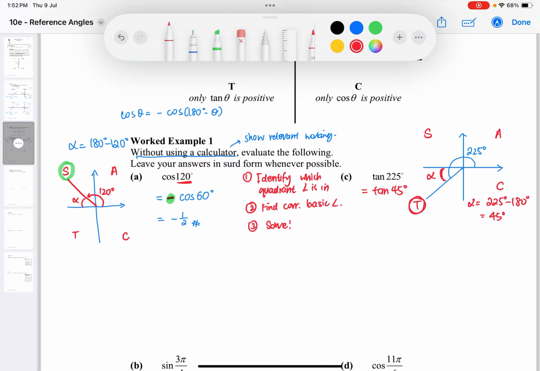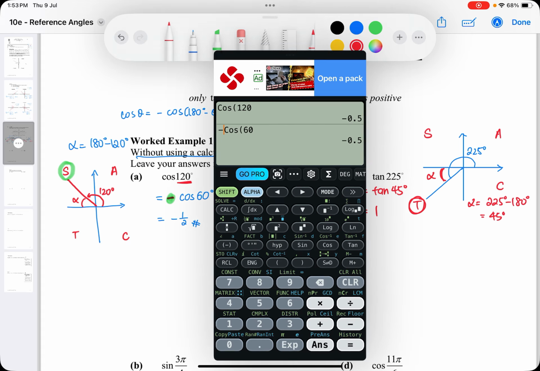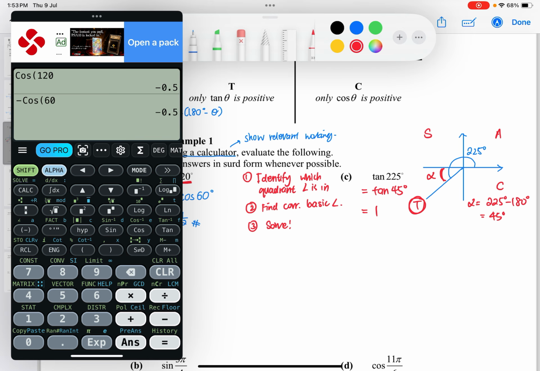Okay, so positive, I don't need to write the sign. No sign, assume it's positive. Right, and therefore the answer, tangent 45, is a special angle, 1. Likewise, you can use your calculator to verify. Tangent 225 is 1. See that? And tangent 45 is also 1.